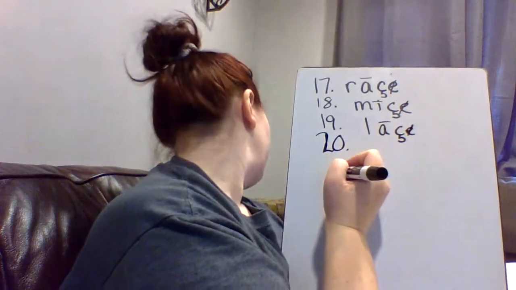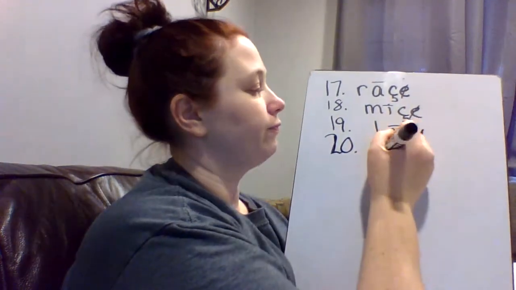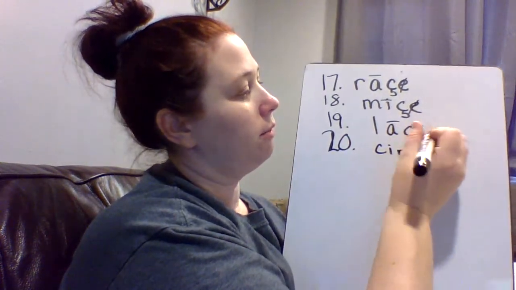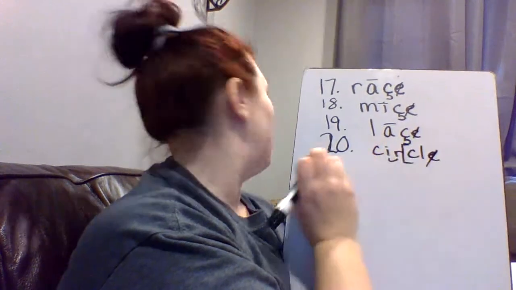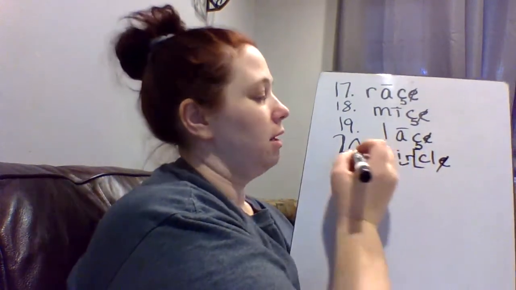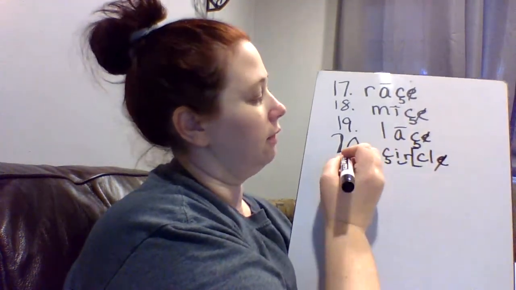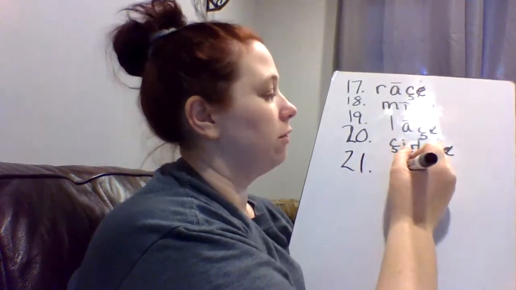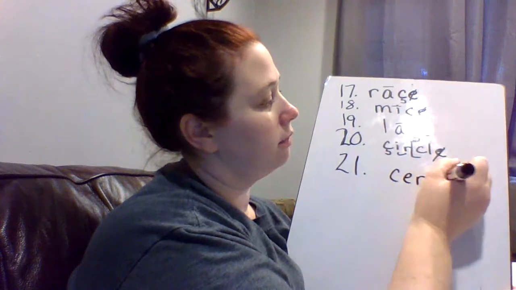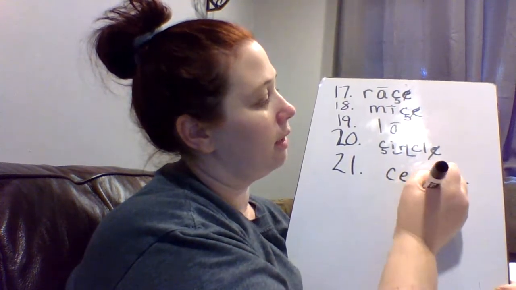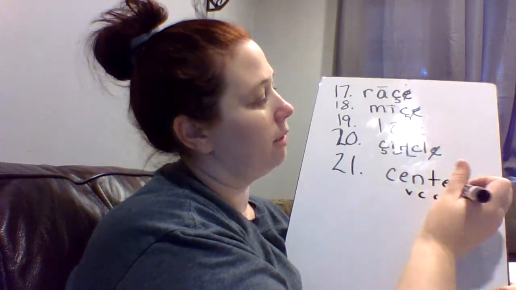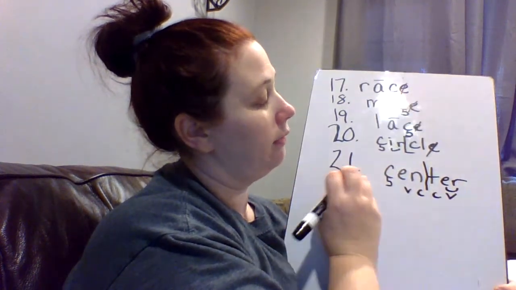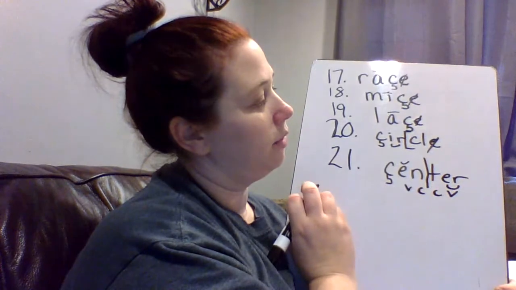Number 20, circle. Here we have our final stable syllable. We cross our E out. Here's our combination IR, and then our C gets the little cedilla on it. 21, center. Here we have vowel, consonant, consonant, vowel. We also have combination ER. We draw a line here. Our C is soft, and then our E gets a breve.